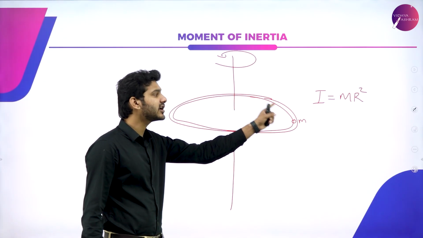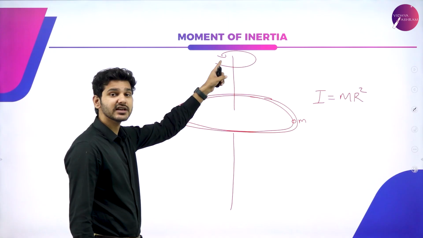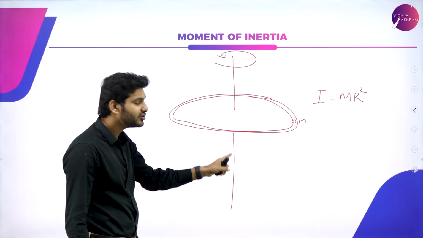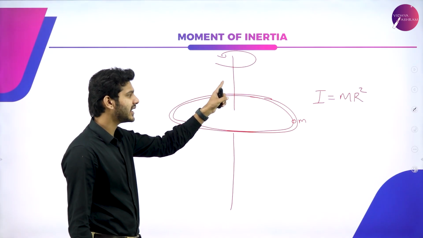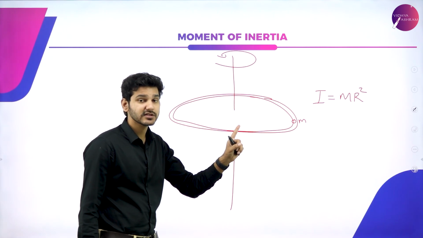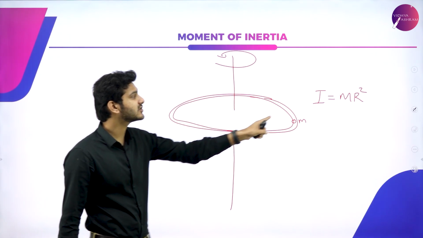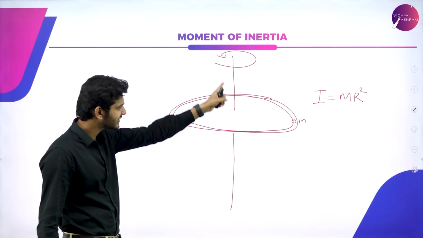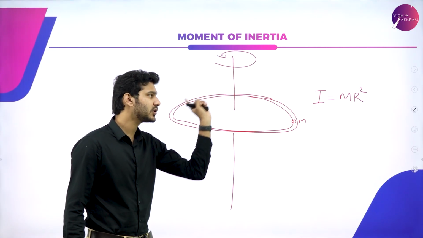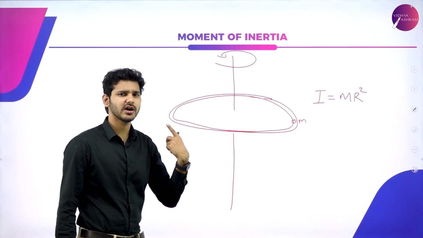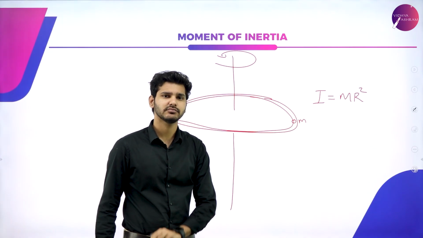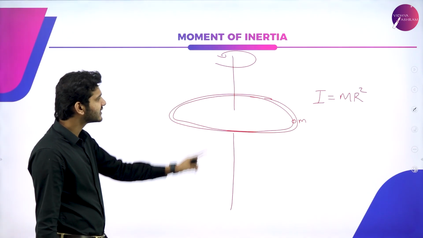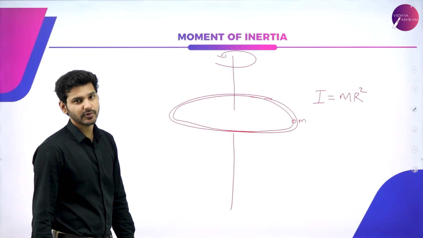So for this particular arrangement where there is an axis passing through the center perpendicular to the plane, for a thin circular ring, we can say that the moment of inertia is equal to mr square. See, one axis is passing through the center, one particle is rotating around it. For that, we learned earlier that I is equal to mr square. That's all.